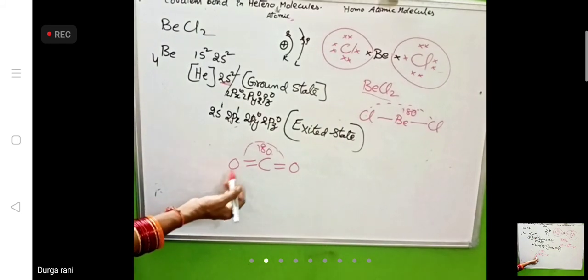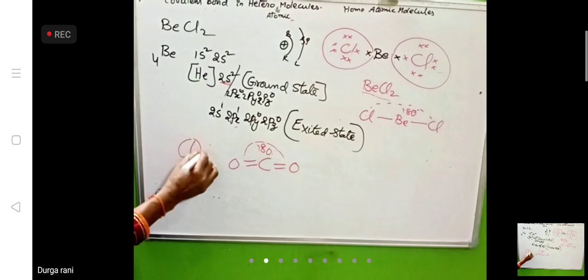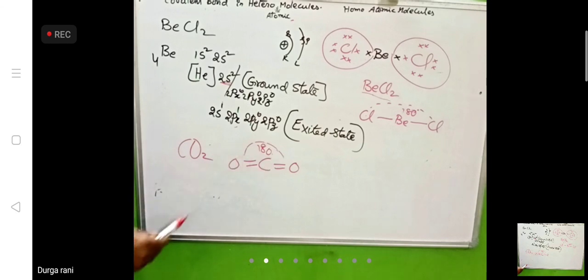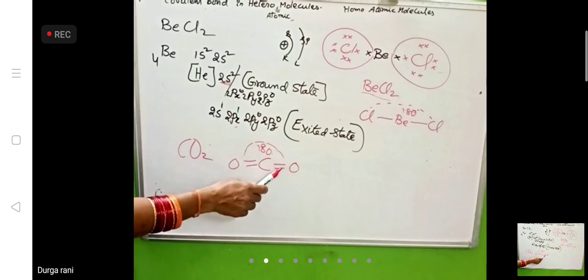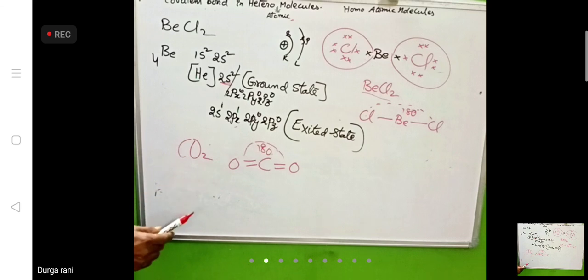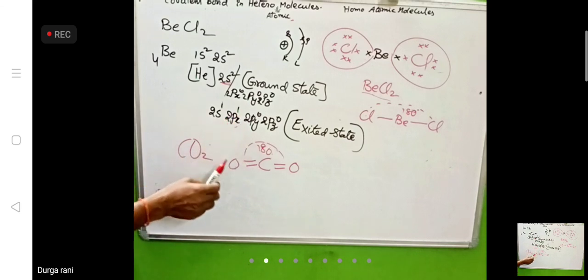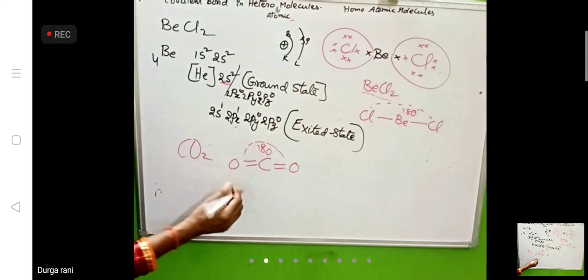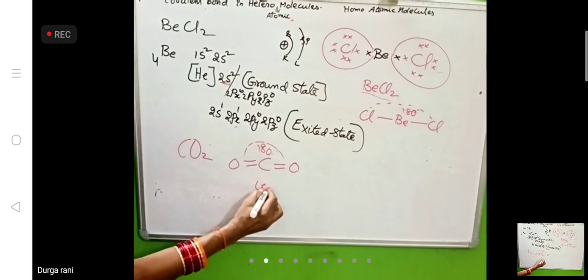What is this molecule? You tell me. Carbon dioxide. Carbon valency 4 with 4 bonds we have shown. Oxygen valency 2, shown on either side. So the bond angle is 180 degrees. This is also a linear molecule.